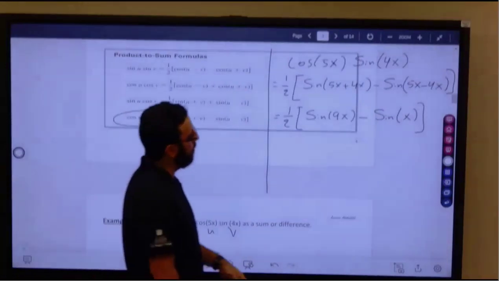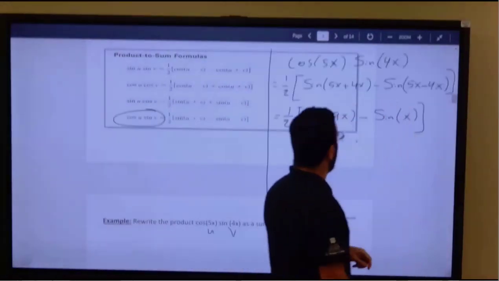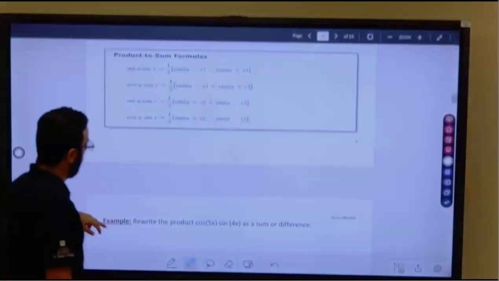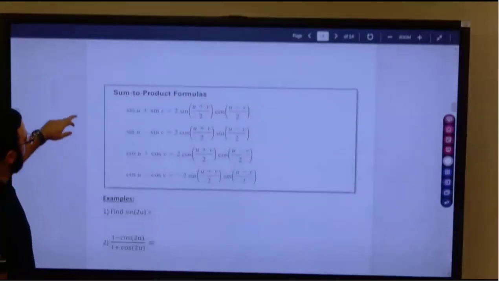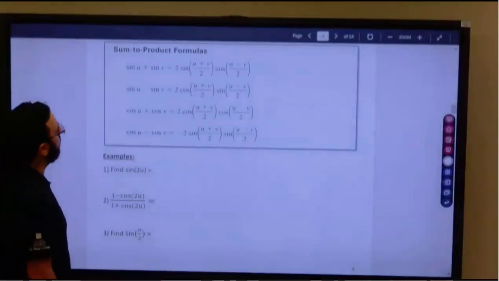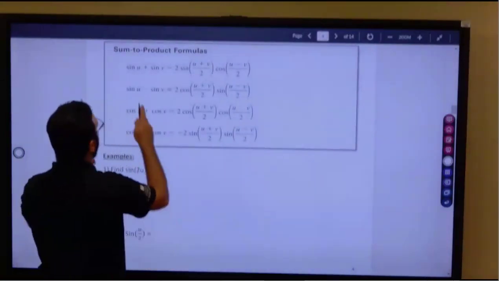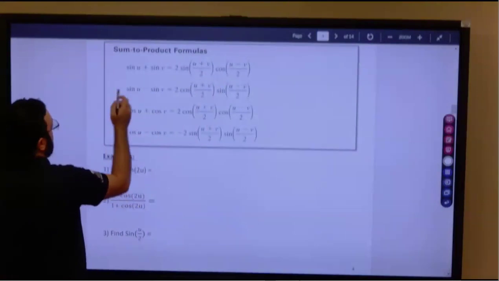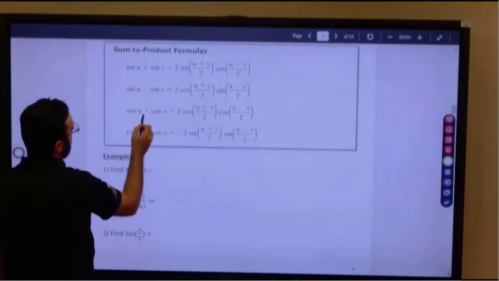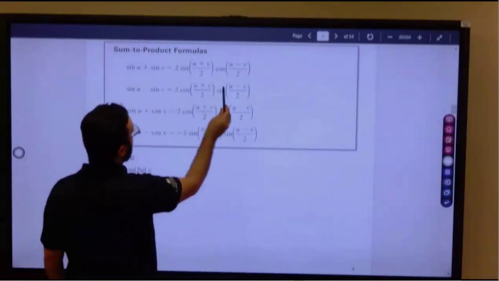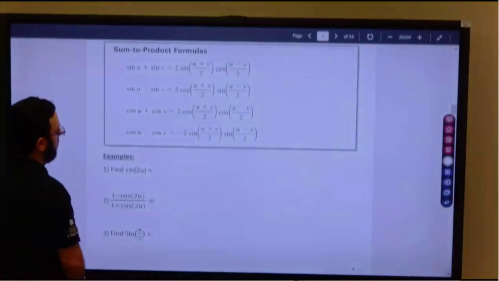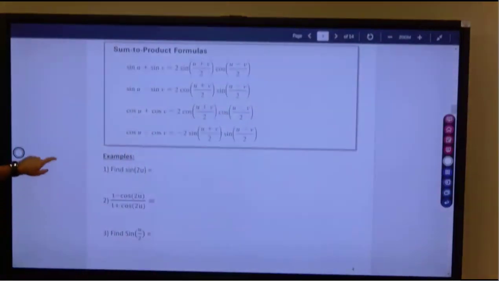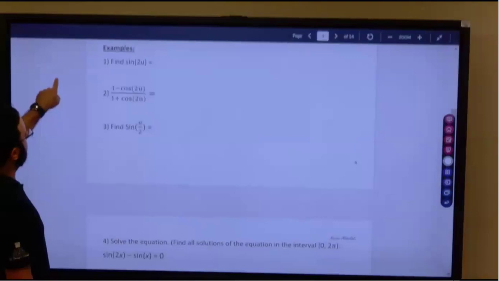So one more part for the other section is going to be the sum to product formula. Here's another formula. If you have a sum between sine and sine, you can use this formula to convert the sum or difference to a product between sine and cosine. You can use these formulas. And now we have examples.